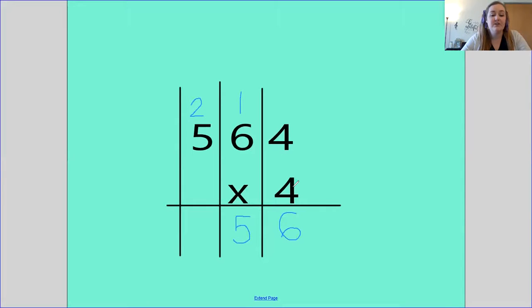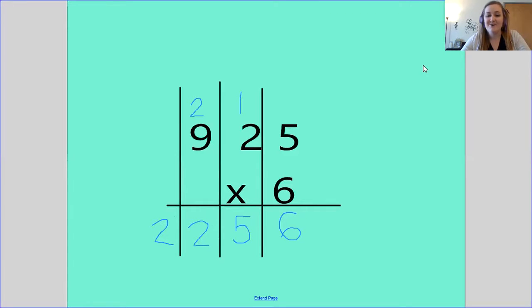Now I've got to go to my hundreds. 4 times 5 gives me 20, plus 2 gives me 22. So my answer to that one is 2,256. Okay, let's try a few more. Clear my drawings. Okay, here's the next.